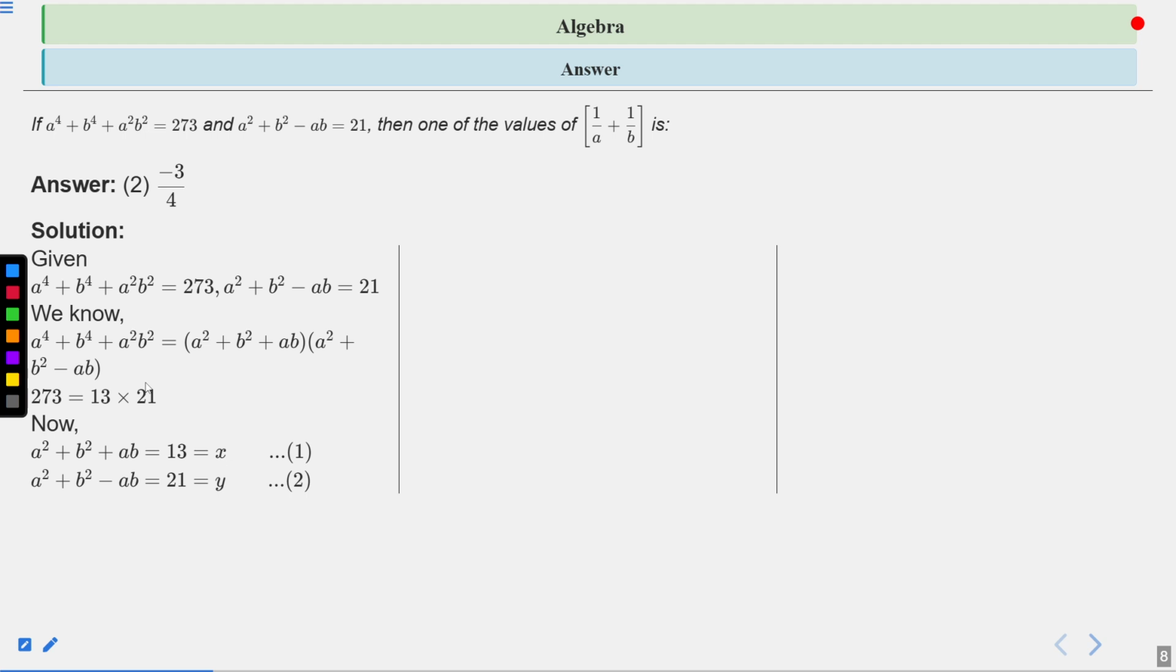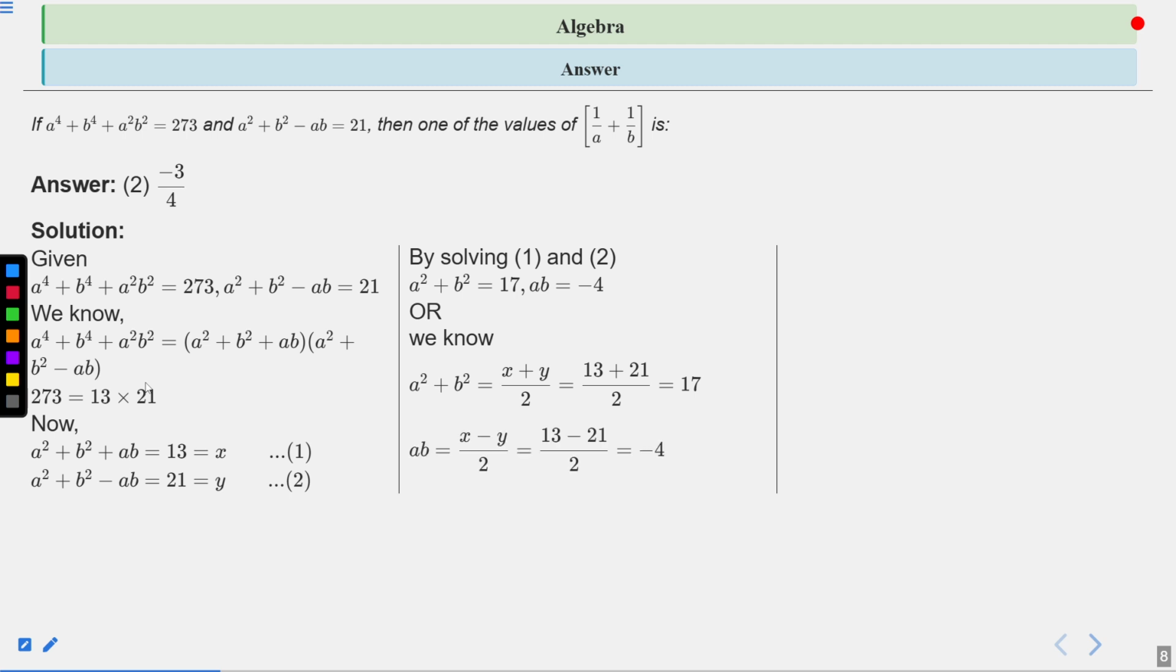We can also let a square plus b square minus ab, which is 21, be y. So by solving equations 1 and 2, we get a square plus b square equals 17 and ab equals minus 4. We know that a square plus b square equals (x plus y) by 2. So when we put the values, 13 plus 21 upon 2 equals 17. So ab will become (x minus y) by 2, which is 13 minus 21 upon 2, which becomes minus 4.